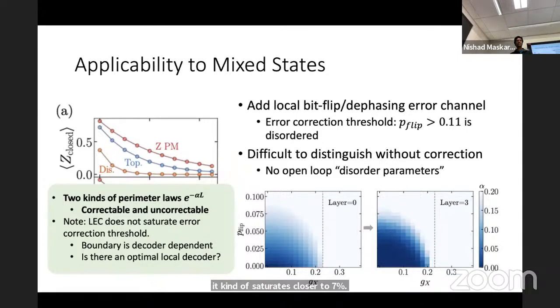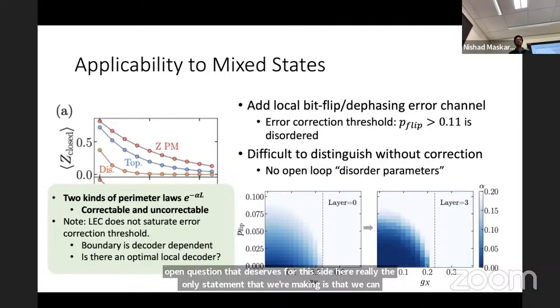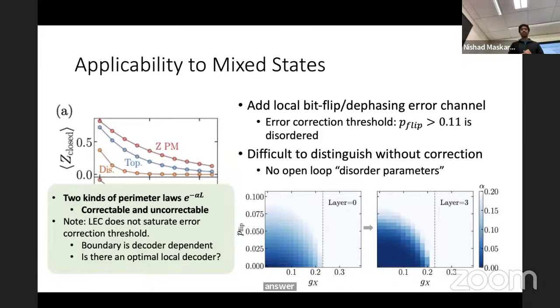So there's an interesting question here: what do we need to do in order to get the phase boundary correct? Can we extend these techniques all the way to the phase boundary? I think this is an open question that deserves further study. Really, the only statement that we're making is that we can amplify the region that's classified as topological. And we'll show, using experimental data, that this is somewhat useful in experimental contexts.